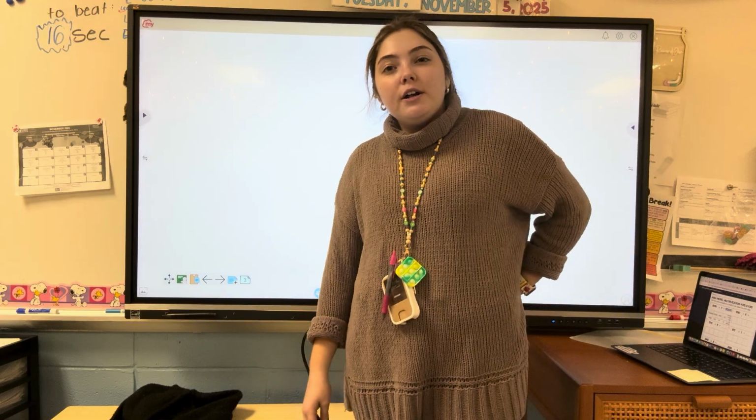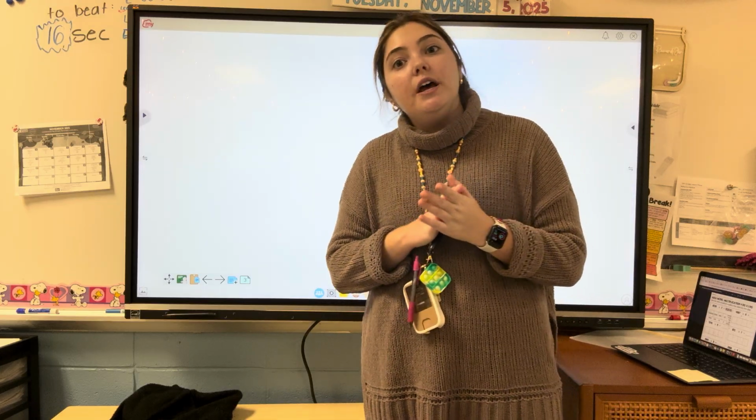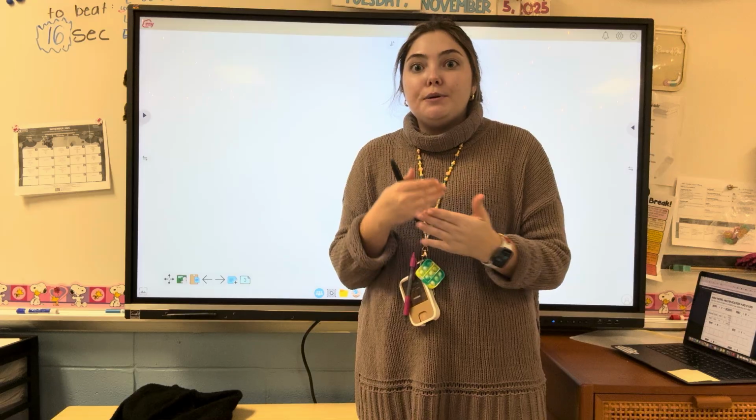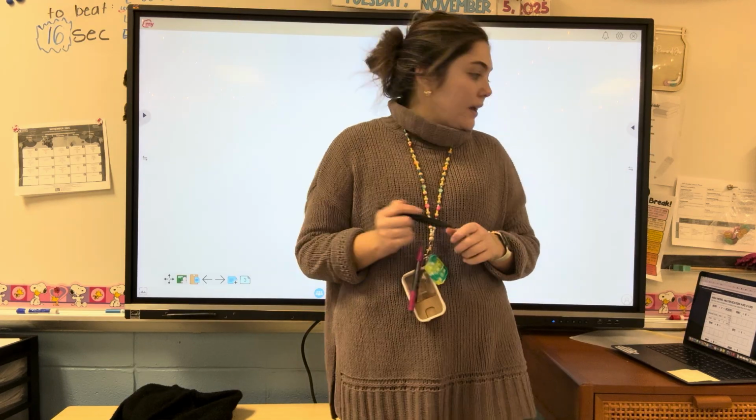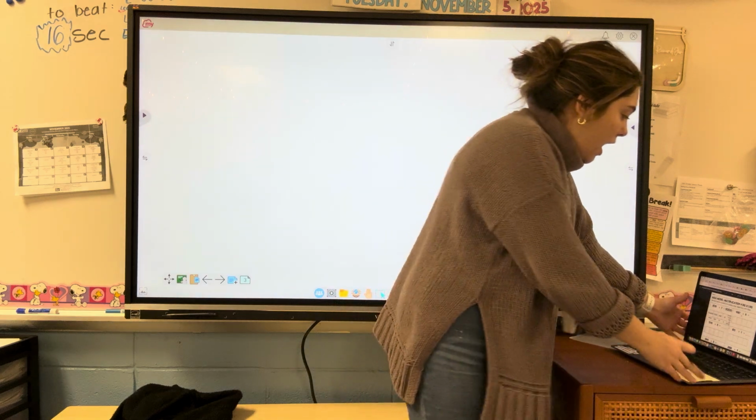We are doing partial products, and it might seem a little bit silly, but the reason that it's so beneficial for them to do partial products first is to really get fluent with those multiplication facts and realize where they're going wrong. Okay, so first, I'm going to do 1 digit by 4 digit.